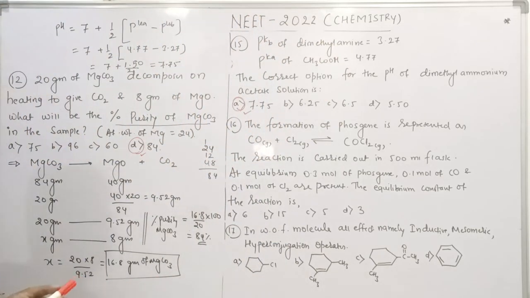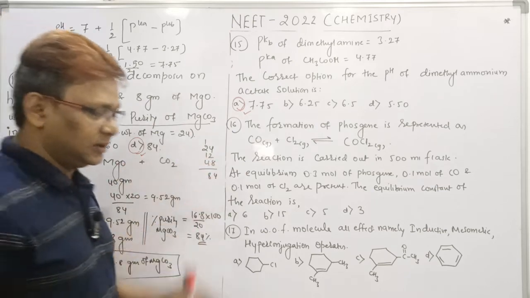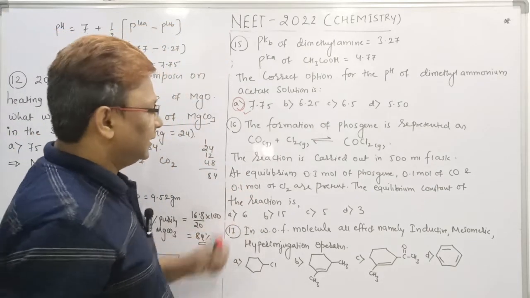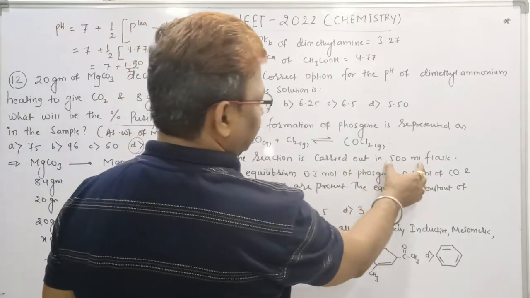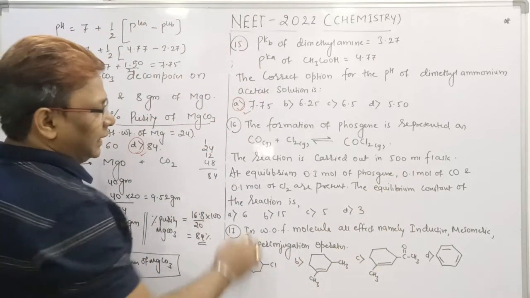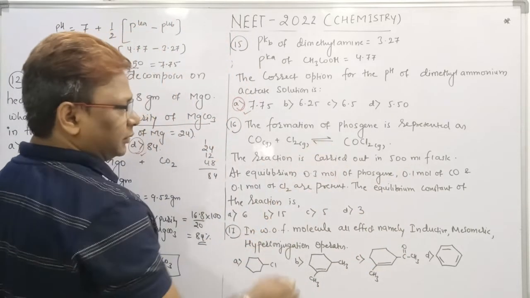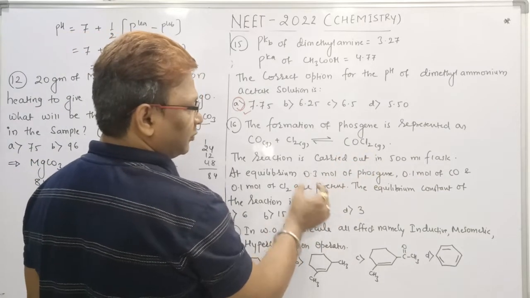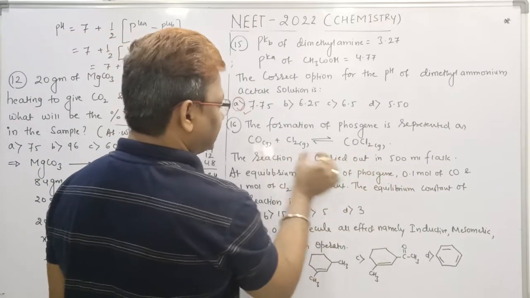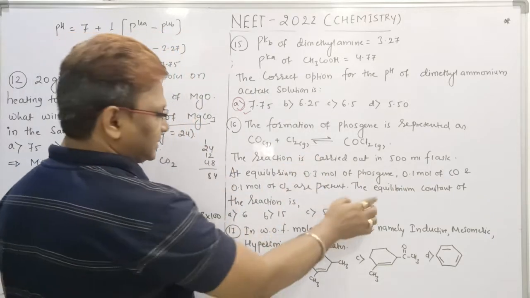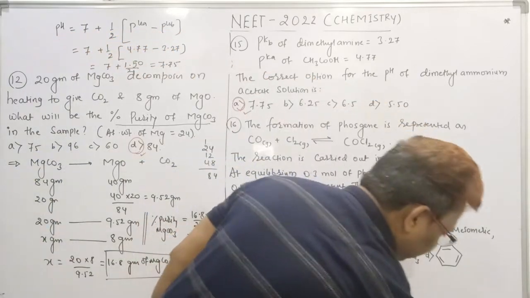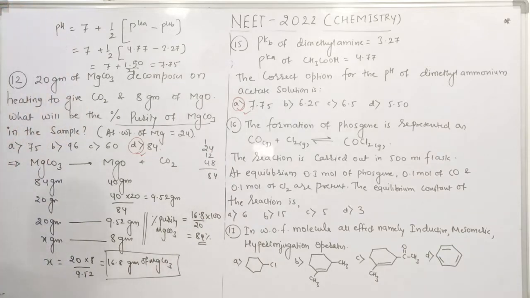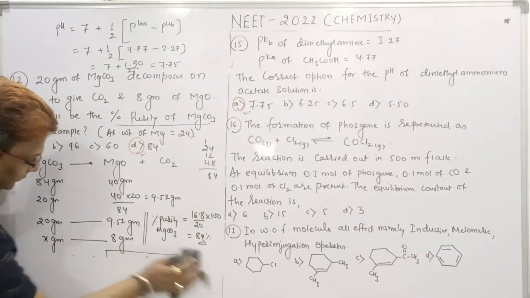Now, question number 16. Formation of phosgene is represented as this, and they give that the reaction is carried out in a 500 ml vessel, and after attainment of the equilibrium they give the concentrations. COCl2 is phosgene, 0.3 mole, CO 0.1, Cl2 0.1. They are asking for the equilibrium constant of the reaction. Very easy beta. Just a minute.